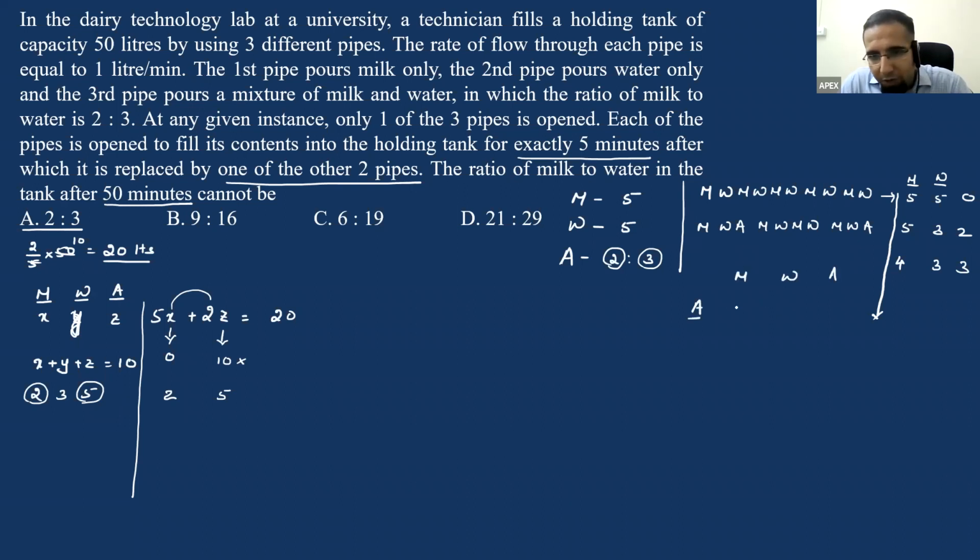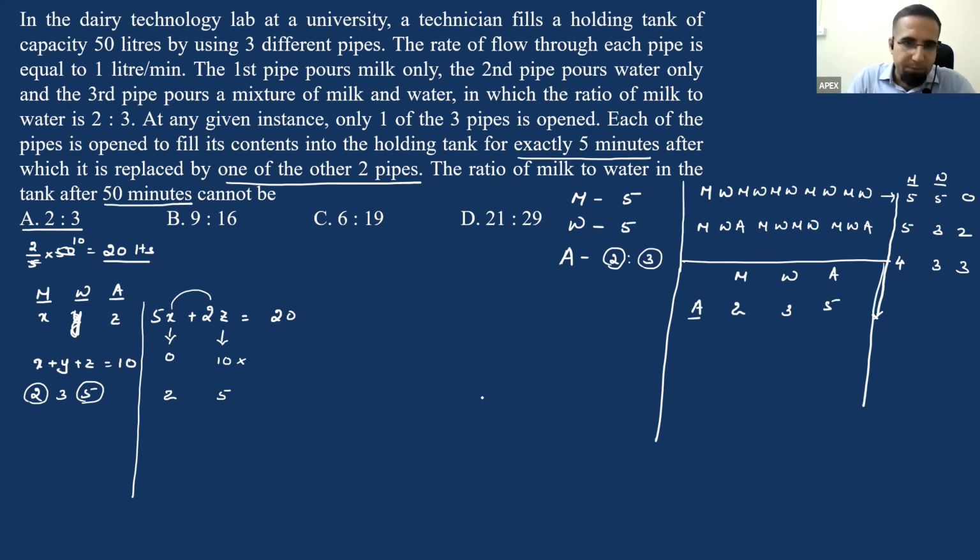So option A to be correct, I can have milk, water, and a mixture. The milk tap is opened 2 times, water tap is opened 3 times, and mixture tap is opened 5 times. Let's freeze our final answer. So is option A possible? Yes, option A is possible.